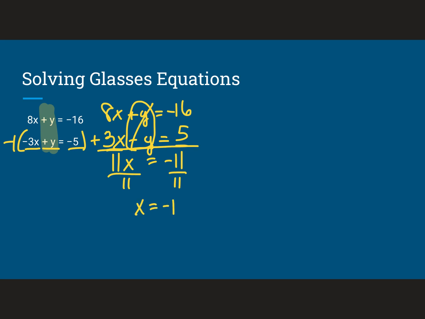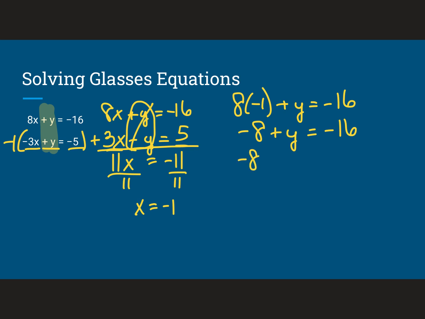Again, I'm going to put that back into my equation. I have 8 times -1 plus y equals -16. So that is -8 plus y equals -16. I'm going to add 8 to both sides. -8 plus 8 plus y equals -16 plus 8. So that gives me y equals -8. So my answer again is an ordered pair. X first, -1, then y, -8.